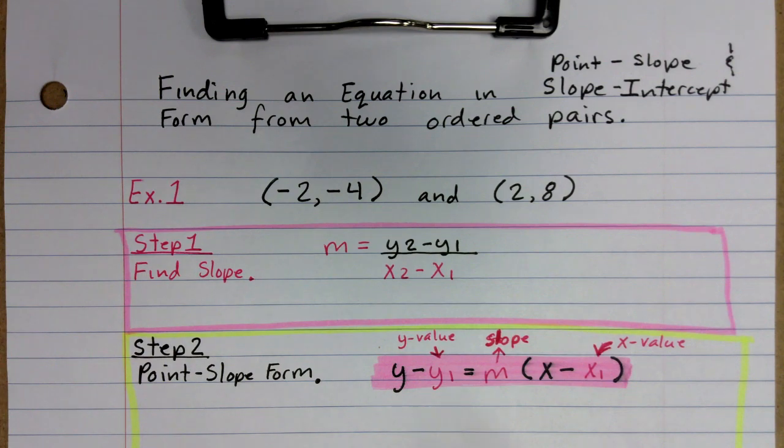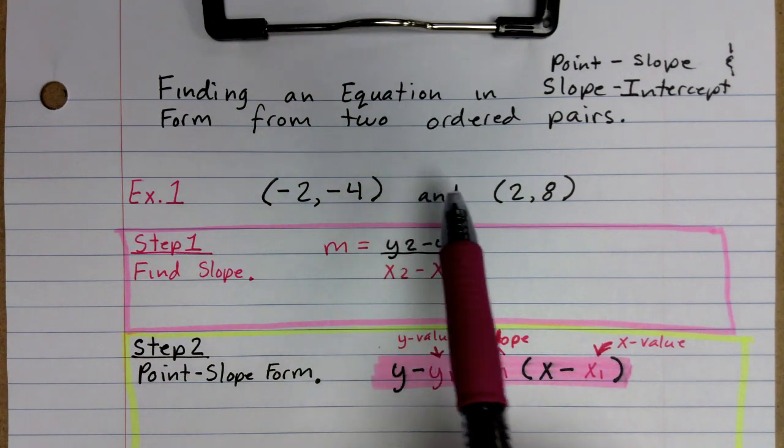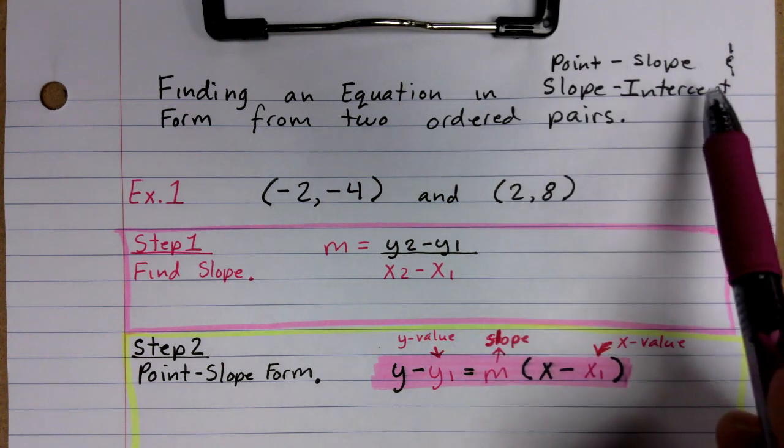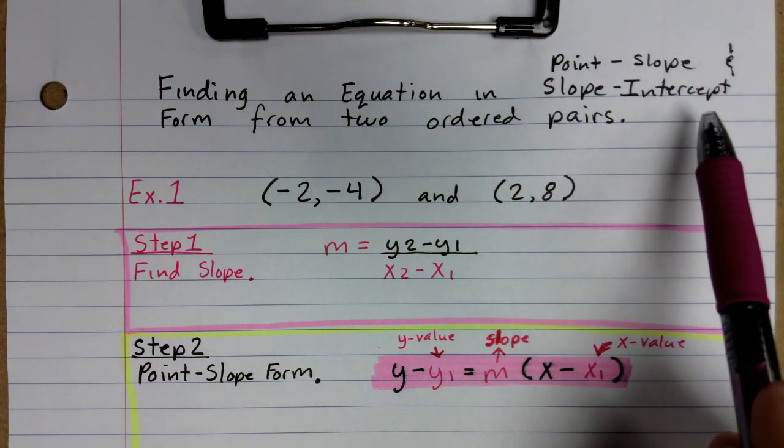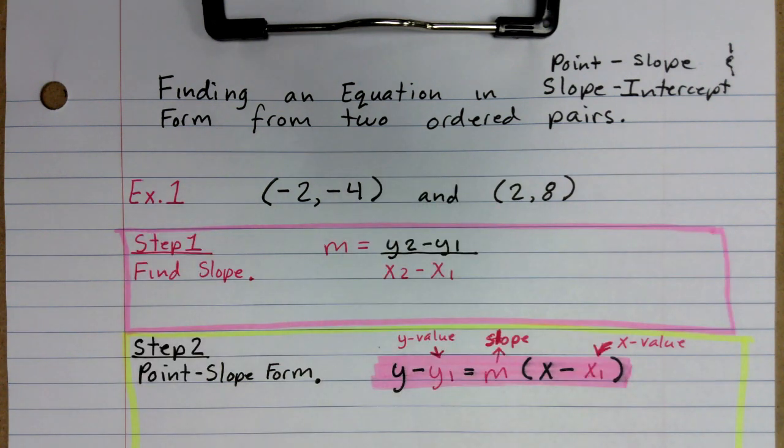So in this video, we are going to find an equation and put it in point-slope form, and then we're going to convert it to slope-intercept form from two ordered pairs. So that's our goal today, and so let's go ahead and take a look at what we would do if asked to do those things in that particular order.